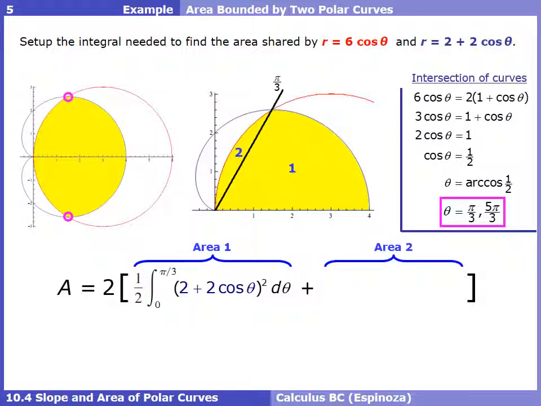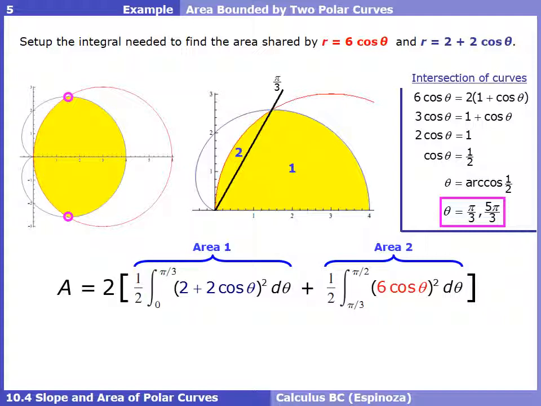To set up the integral for area 2, we need to understand from what angle to what angle that area exists. Of course, it's starting at pi over 3, and it's kind of harder to see because we're back down here at the pole, but it starts from pi over 3 and ends at pi over 2. Once you see that, we're just going to set up that integral from pi over 3 to pi over 2, and then the polar function for that area is, of course, our circle, 6 cosine theta, and then we'll square that.